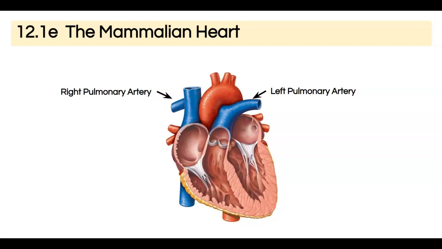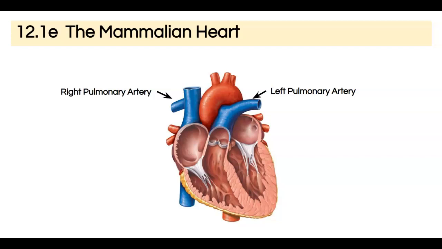People will often say arteries contain oxygenated blood or deoxygenated blood and vice versa for the veins, but really it's not about oxygenation or deoxygenation. It has to do with the direction of travel relative to the heart. So arteries are away from the heart, and here we have the left pulmonary and the right pulmonary artery.